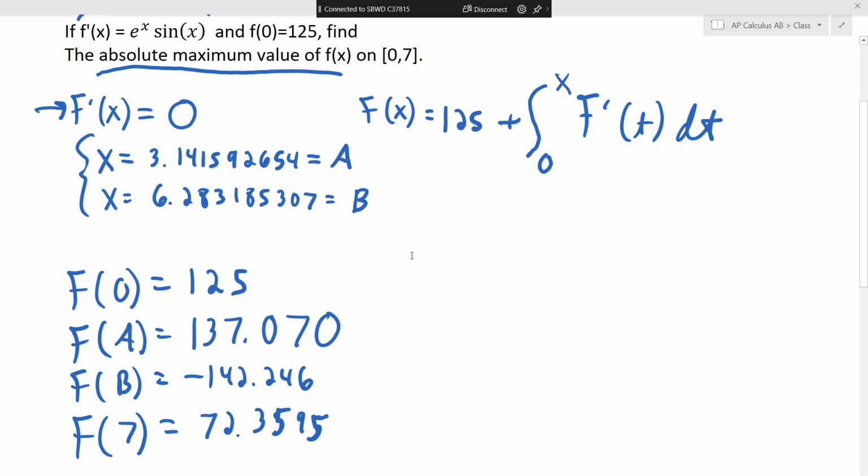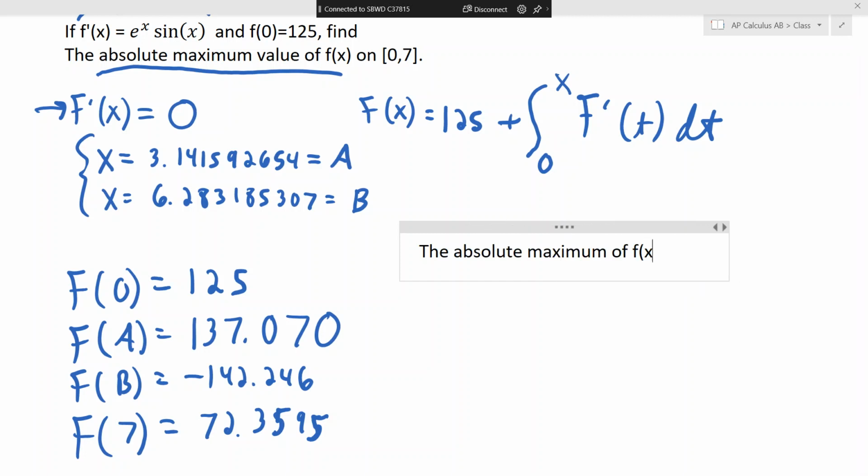I'm going to type it out because my handwriting is very sloppy. Ready? The absolute maximum of f of x on 0 to 7 is, sometimes they ask for the x value, sometimes they ask for the y value. You should give both. f of a, and you can write f of a. You don't have to type the number again. Once you write a equals on your paper, you can use a everywhere. Sound good? For that question, at least. Equals 137.070. Everybody good on that? That just answers the question.